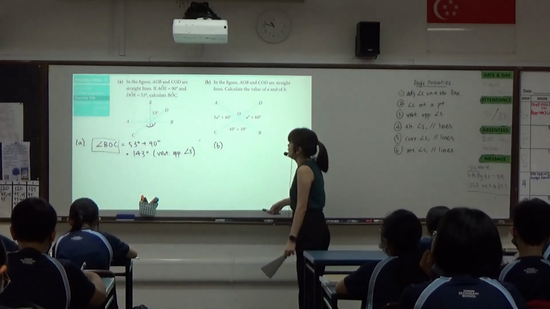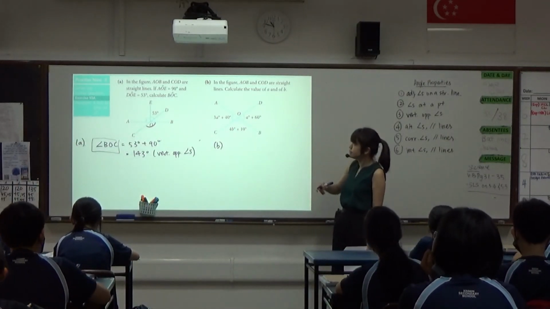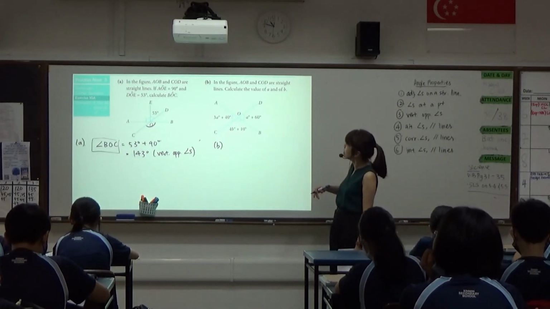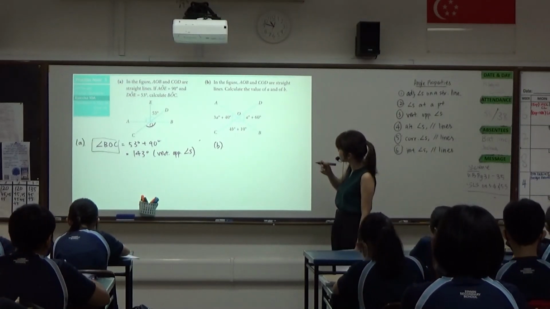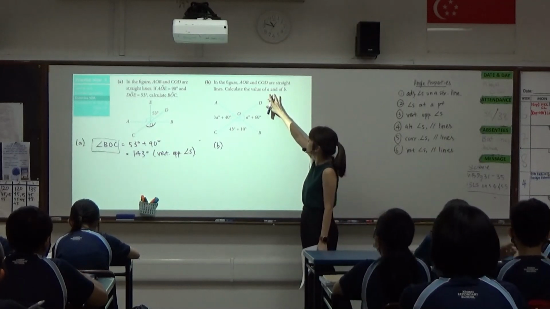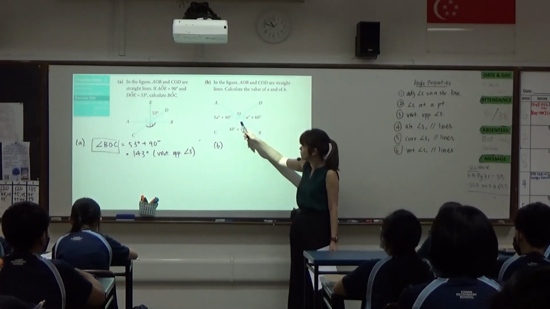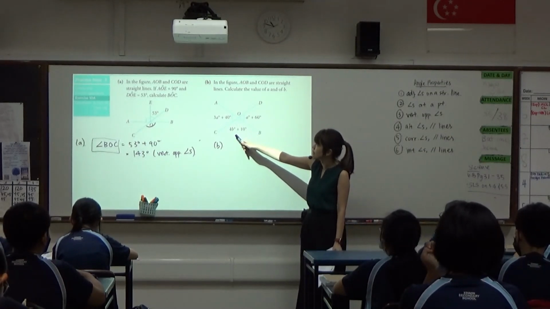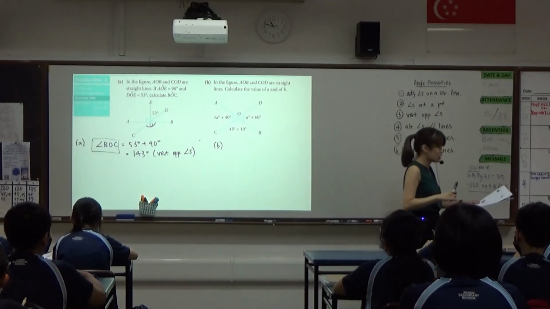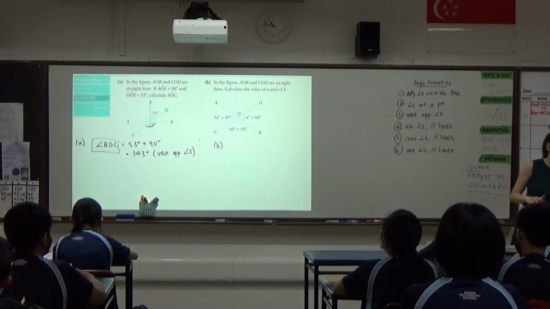Then part B. In the figure, AOB and COD are again straight lines. We want to calculate the value of a and of b. We find that a is found over here, b is found over here. How do you think we can go about finding out the value of a and b?